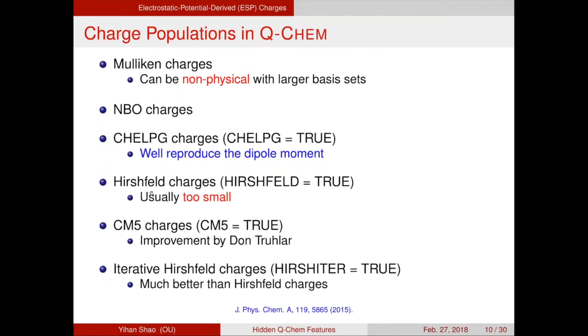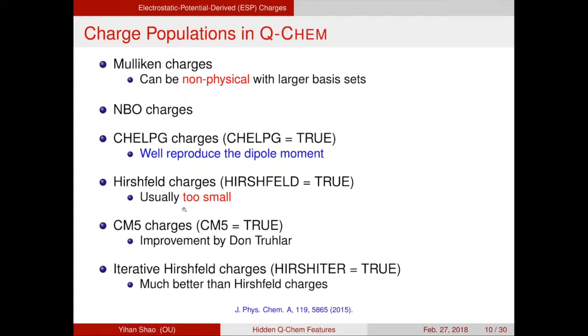For example, we can use Hirshfeld charges. In Q-Chem, that was originally developed by Troy Van Voorhis's group, and recently we have another implementation from John Herbert's group. There we simply use atomic charges as weight functions to find the atomic charges in a molecule. The main trouble with Hirshfeld charges is that they are usually too small.